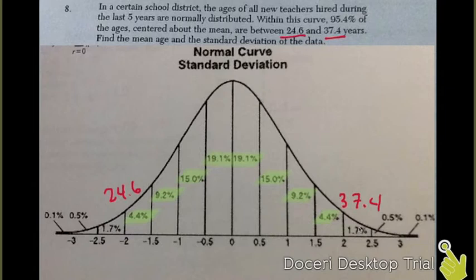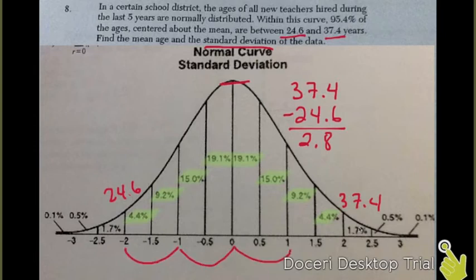So if you want to find what your average is in here, and we want to find what the standard deviation is, you're going to go ahead and subtract 37.4 minus 24.6, and that will give you 12.8. And you will notice that this is 1, 2, 3, 4 standard deviations. So then you do 12.8 divided by 4, which gives us 3.2 as our standard deviation.